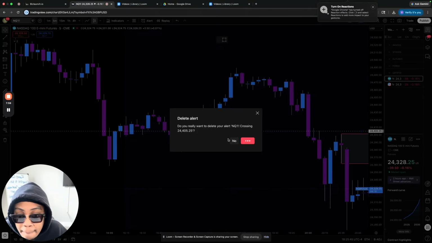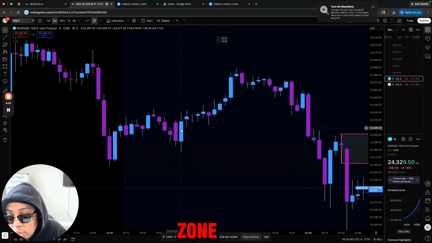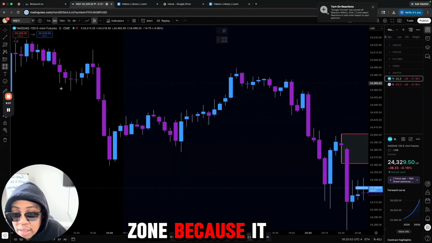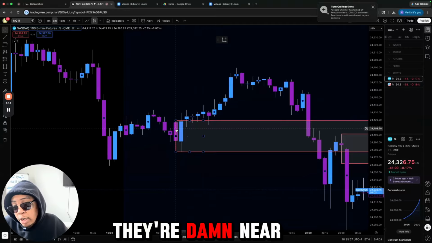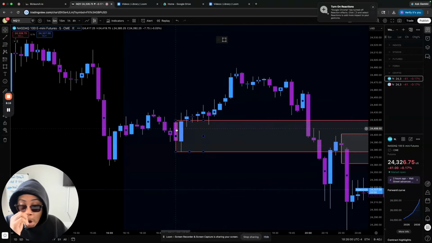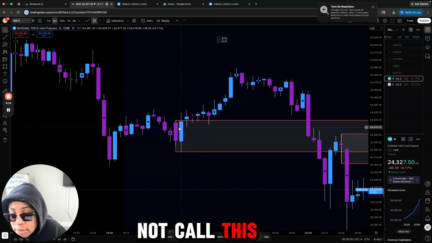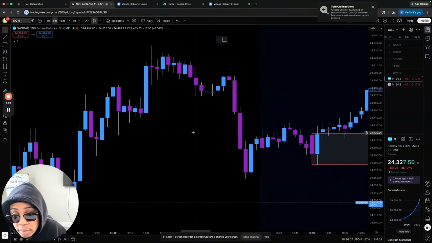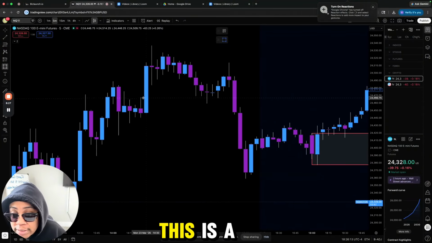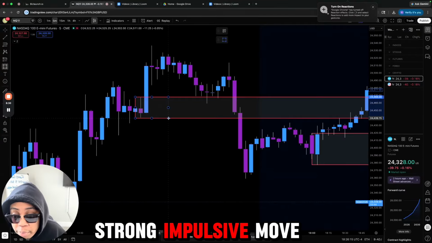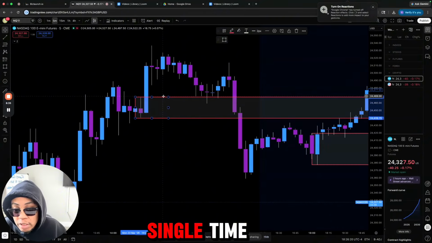Like this right here, right? This area right here would not be a demand zone. It would not be a demand zone because it did not engulf the previous candle. They're damn near the same size. All right? So you would not call this a demand zone. This right here would be considered a demand zone. This is a clear, strong, impulsive move, shot up with momentum. That's what we look for every single time.